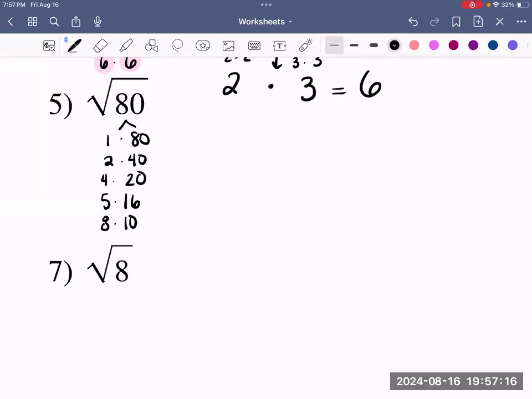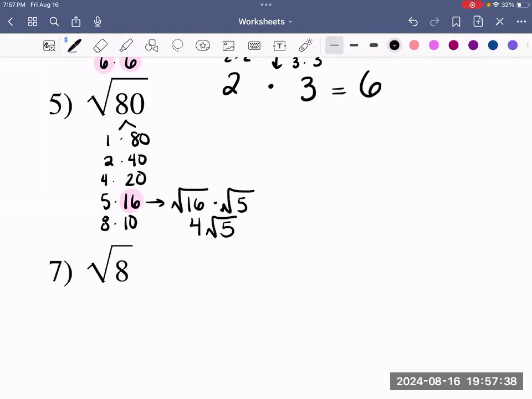But of your factors, you're looking for the biggest perfect square. So your biggest perfect square, the number with the pair, is going to be 16. So we can say this is really the square root of 16 times the square root of 5. The square root of 16 is 4, and the square root of 5 just has to remain as is.